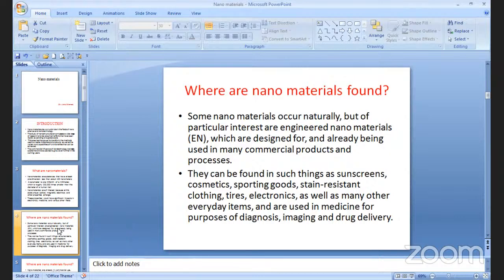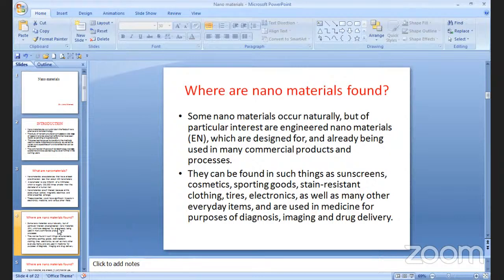which are designed for particular uses and are already being used in many commercial products and processes. So these nanomaterials can be found nowadays in daily life: in sunscreens, as well as in cosmetics and sports goods, stain resistant clothing, tires, and electronic items, as well as many other everyday items.